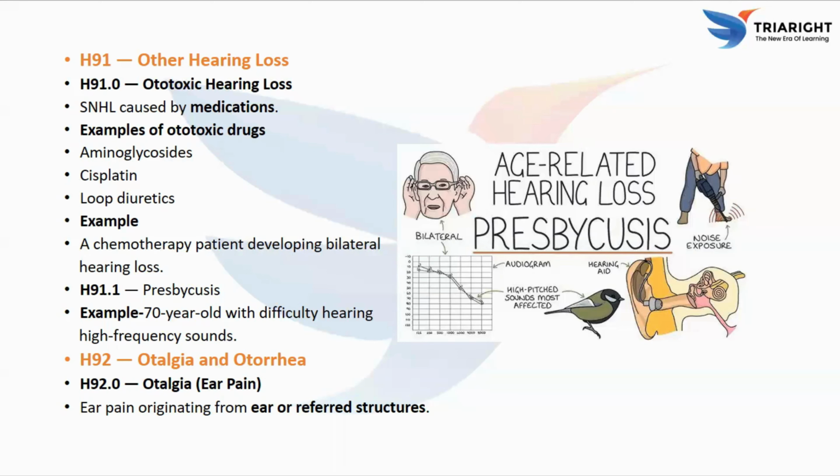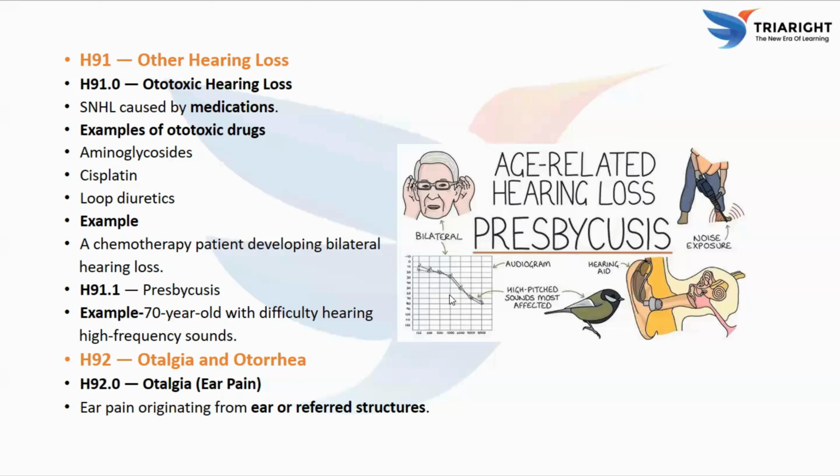So what is the example given here? A chemotherapy patient developing bilateral sensorineural hearing loss. This is a classic presentation of cisplatin ototoxicity. On the right side you can see the image showing presbycusis. It shows bilateral involvement, which is the most ototoxic. Hearing loss is asymmetric, and this is an audiogram, a graph which you can see here.